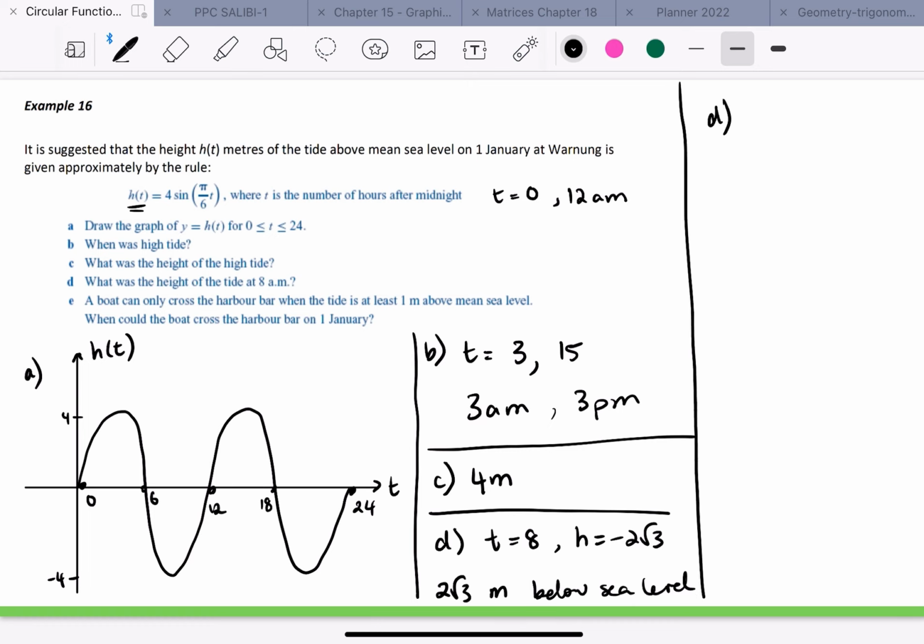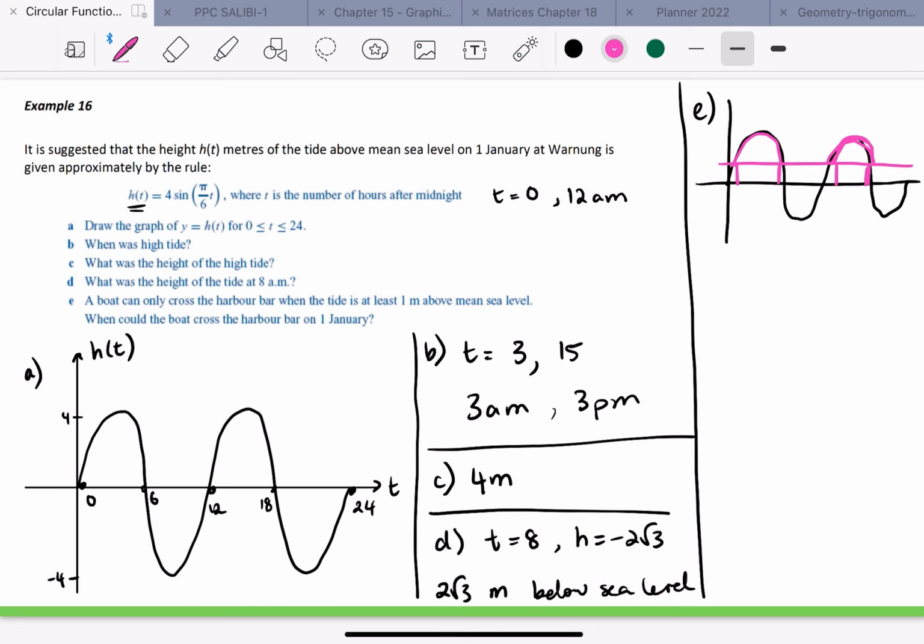All right, and to our final answer, or question rather, that's part E. A boat can only cross the harbour bar when the tide is at least 1 meter above mean sea level. When can it cross? So if I were just to draw a little sketch of what's happened, basically we've got this particular height, which is 1 meter, and it can only cross if it's between these two values, so above it. So that means I'm looking for these x values over here.